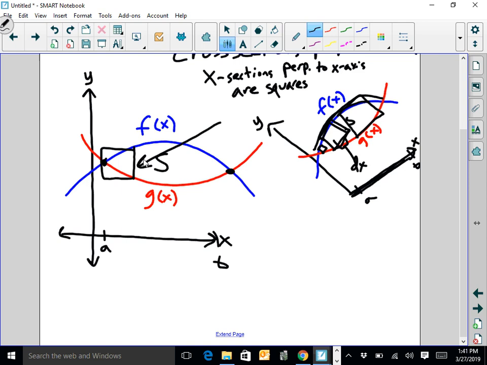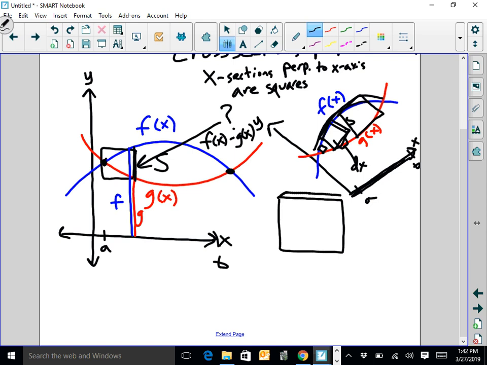What is the length of that line? Well, this line is a length f. This line is a length g. So the length of this black line is always going to be f of x minus g of x. So here's my square that I'm looking at. I have a square prism here.